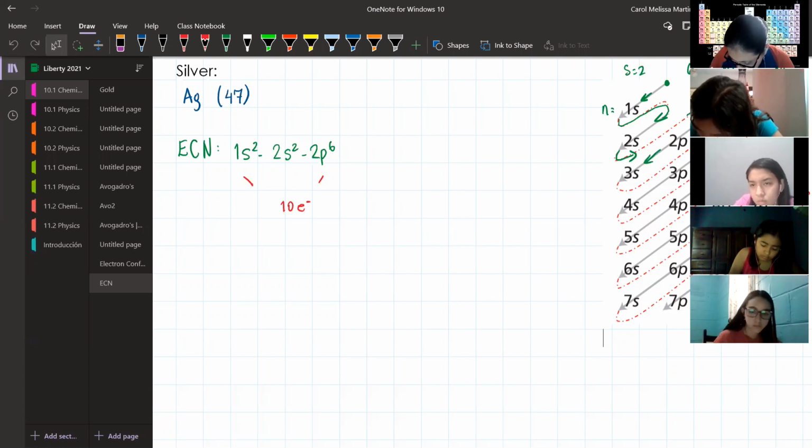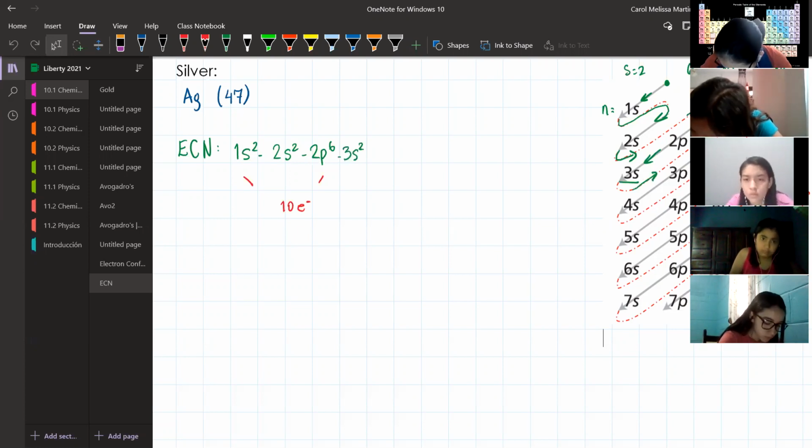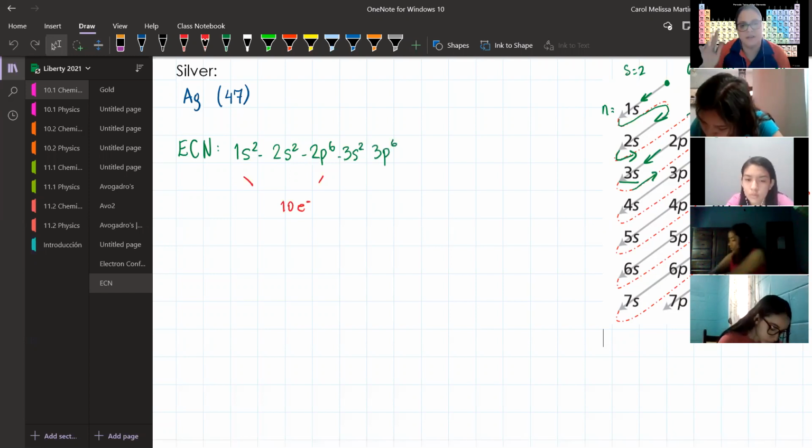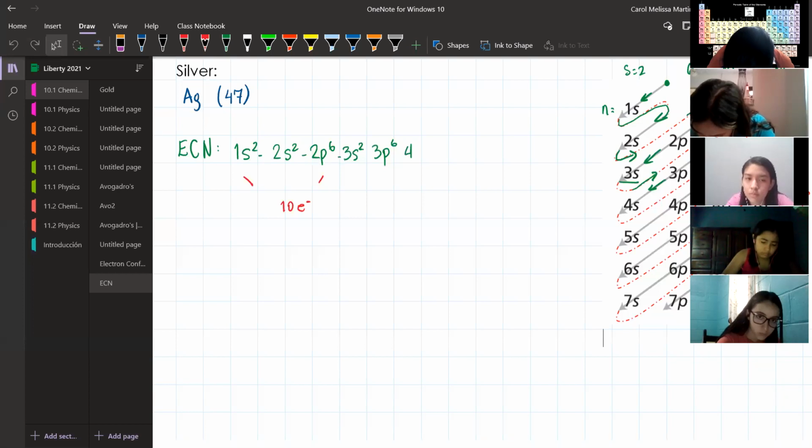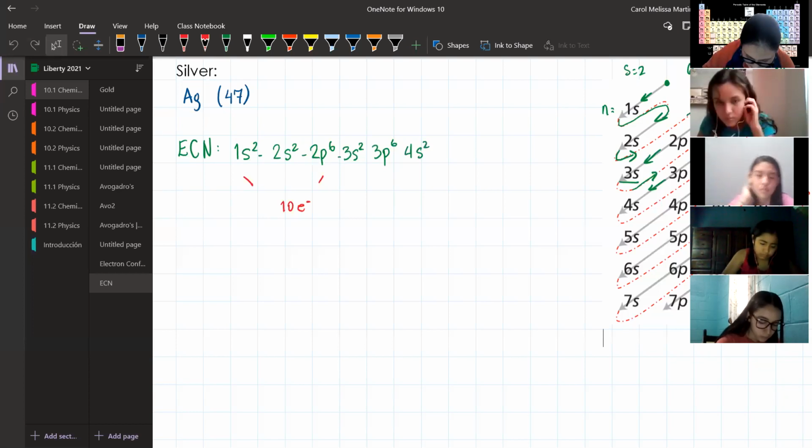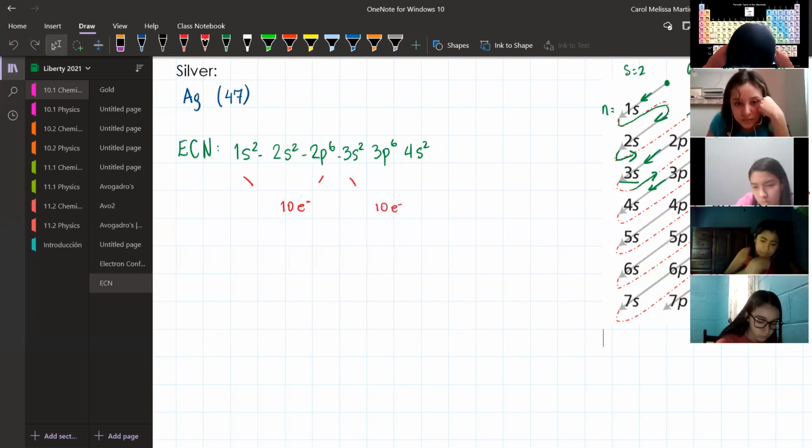I continue to 3s, 2. And I follow the dash line, and then I go to 3p. P can hold 6 electrons. And I continue where it says 4. 4s can hold 2 electrons. In here, I have 10 more electrons.